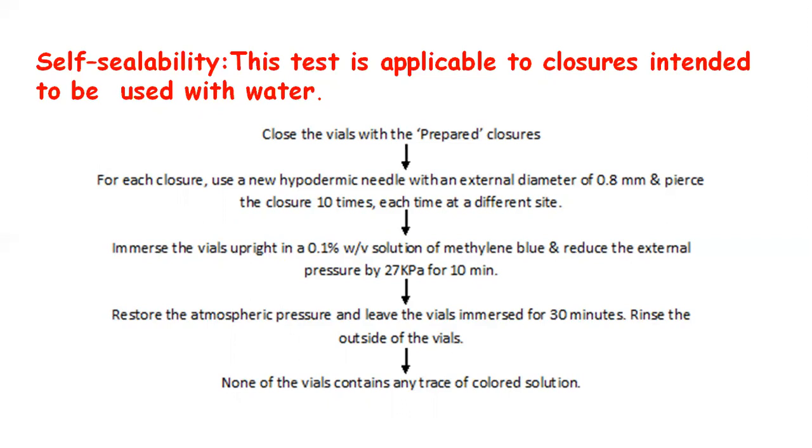Immerse the vials upright in a 0.1% weight by volume solution of methylene blue and reduce the external pressure by 27 kPa for 10 minutes. Restore the atmospheric pressure and leave the vials immersed for 30 minutes. Rinse the outside of the vials. None of the vials should contain any trace of colored solution.